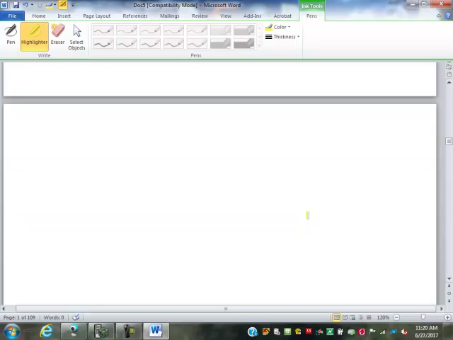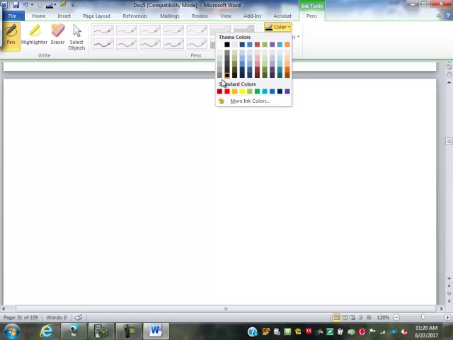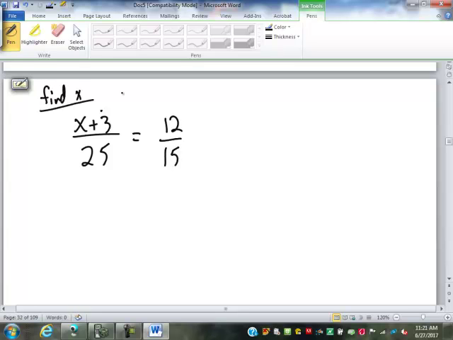We also had ratios and proportions. So if I give you something like (x plus 3) over 25 equals 12 over 15, and I ask you to find the missing number, or find x, here you would cross multiply.